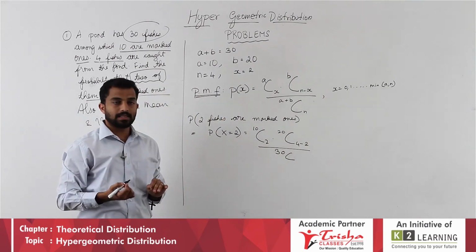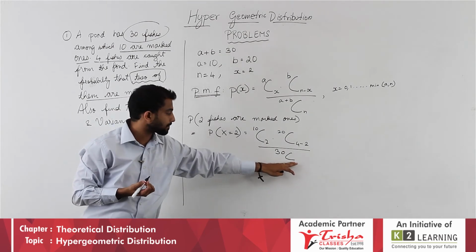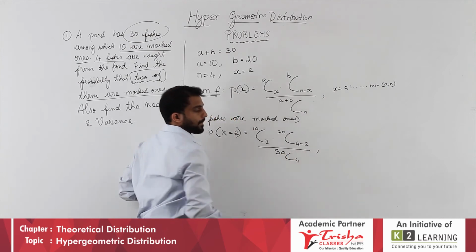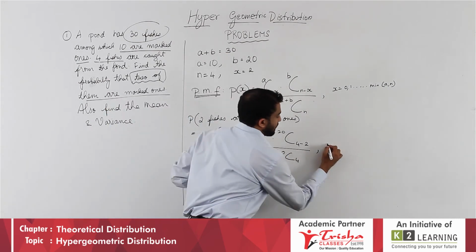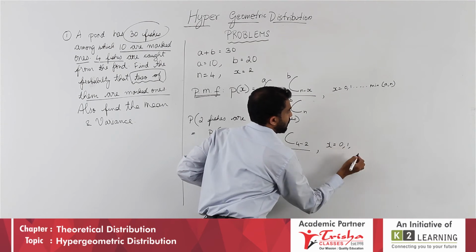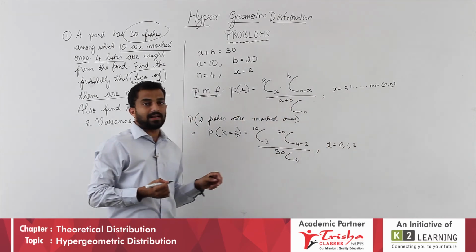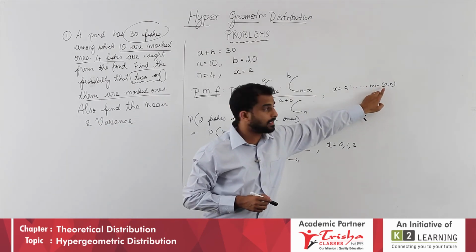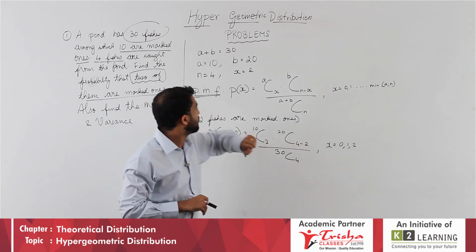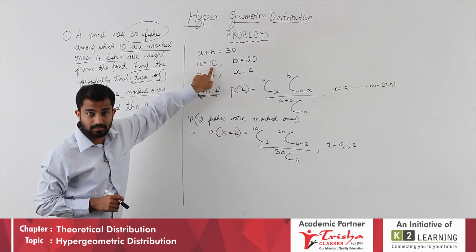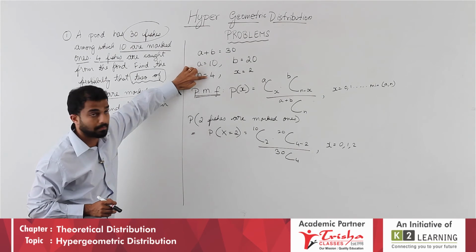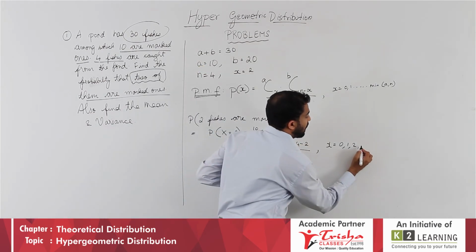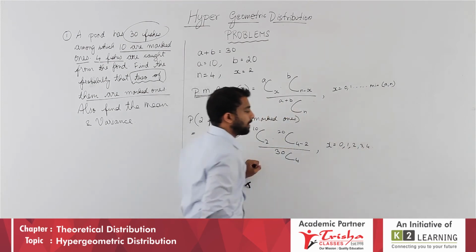C, what is the value of N here? N is nothing but 4, comma, x is equal to 0, 1, 2. Up to where will we write this, students, the range? I told you it has to be the minimum of either A or N. So see here now. A is 10, N is 4, which is minimum. 4 is minimum, so we will write x is equal to 0, 1, 2, 3 and 4.